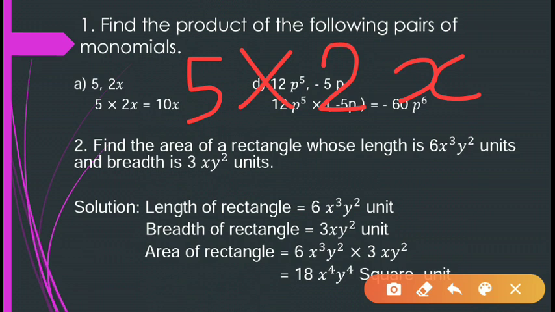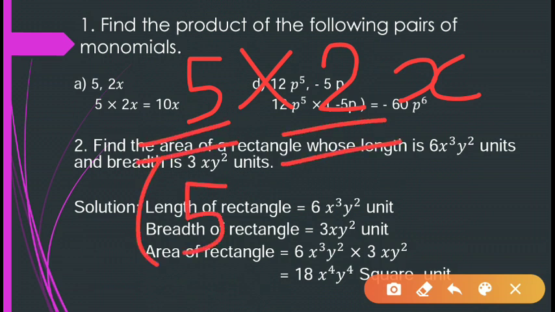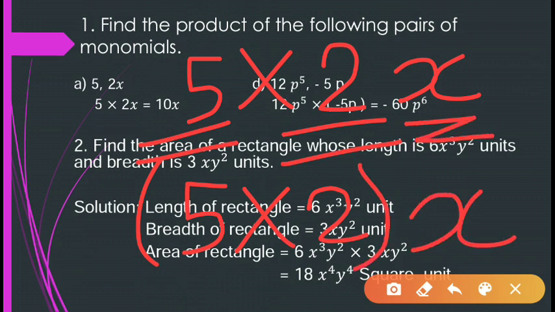First of all, write the constant terms together and then multiply them. What is the constant? Here the constant is 5 and here the constant is 2. So write 5 into 2 together, and x is alone, so write it outside the bracket. Now 5 into 2 will give you 10 and this x will be as it is. 10x is your answer.